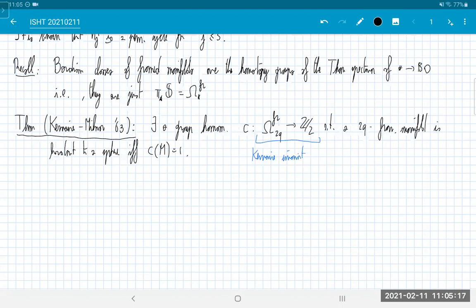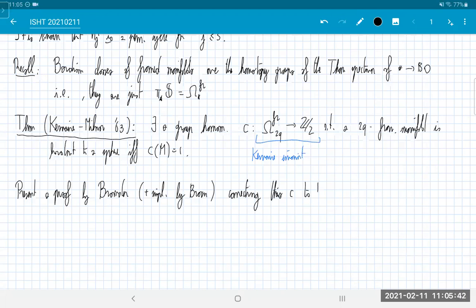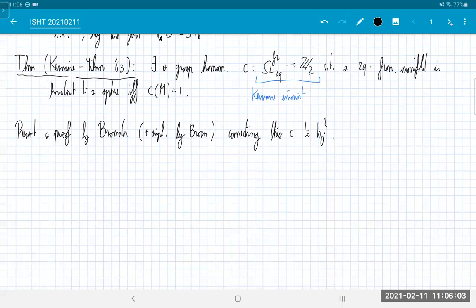And to move forward, I need to define a class. So now we are going to present a proof by Browder plus simplifications by Brown, connecting this c to h_j squared. Okay. Questions about it? Okay. I'm going to present the simplification by Brown here, because Browder did a more complicated argument to arrive at the lemma I'll state.